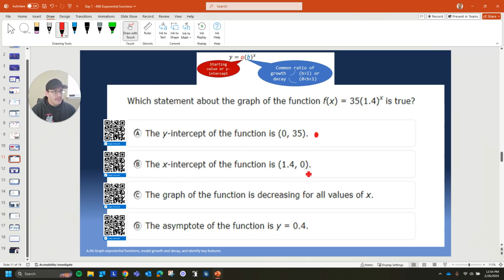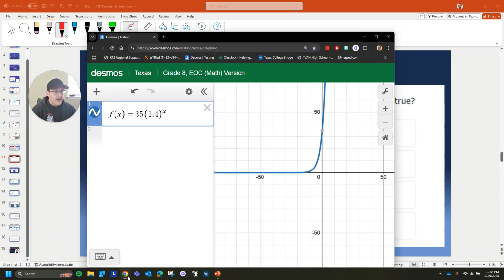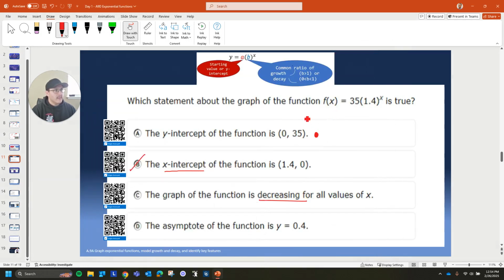X-intercept of the function is 1.40. We just talked about how it doesn't actually cross the x-axis. So B is not for consideration. The graph of the function is decreasing. No, because we just saw for every value from left to right, it is continuously increasing. So C is no good.